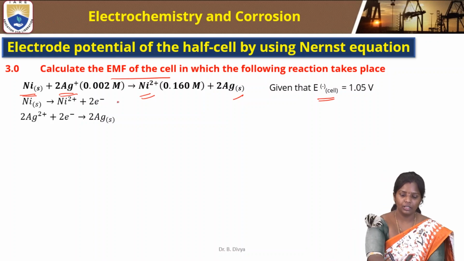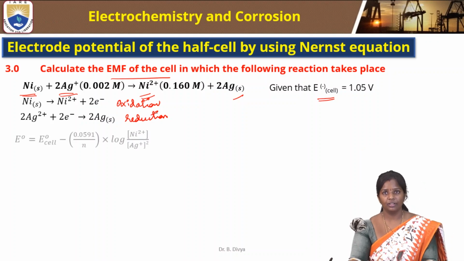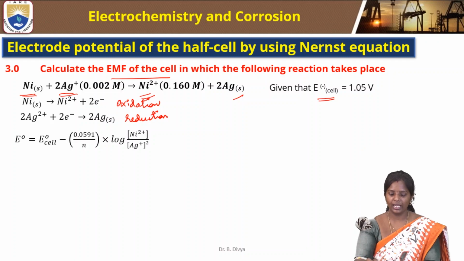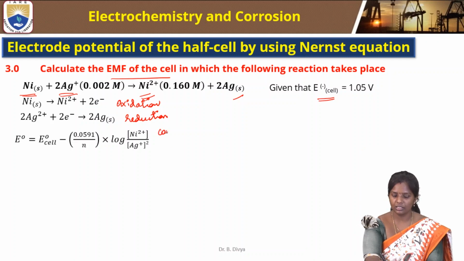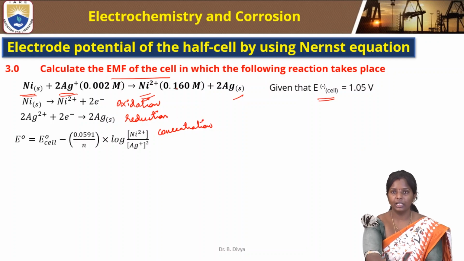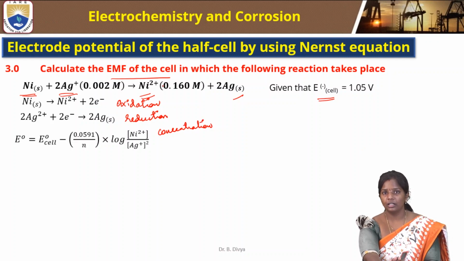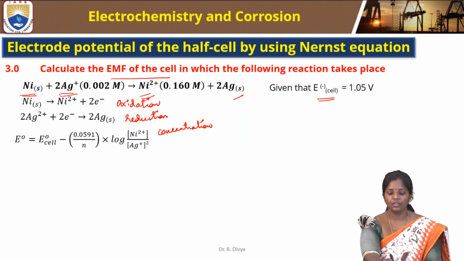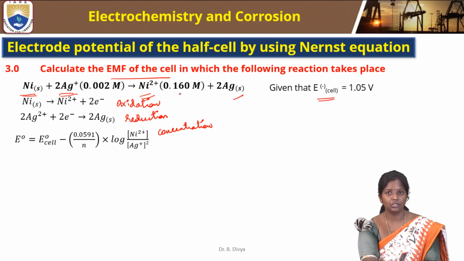So what is happening here? This is oxidation for the nickel. This is the reduction reaction that is happening for the silver ions. Now we have to calculate the EMF. For calculating the EMF, these are the concentrations we have to take into consideration. Why? Because they have clearly given the concentration of the ions that are present in the cell. So now the silver ion and the nickel ion concentrations are given.